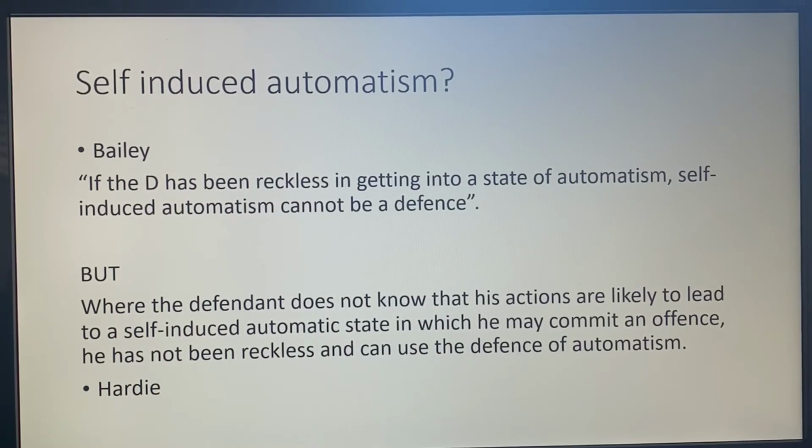Finally, what about self-induced automatism? Well, in Bailey, he hit a man with an iron bar, and he's a diabetic. Basically, they said if the defendant has been reckless in getting into a state of automatism, self-induced automatism cannot be a defence. So bear that in mind. Obviously, look for that in the automatism part of the scenario. You don't need to mention self-induced for insanity at all. As I said, we've not talked about that because it's not relevant, so we can ignore that.